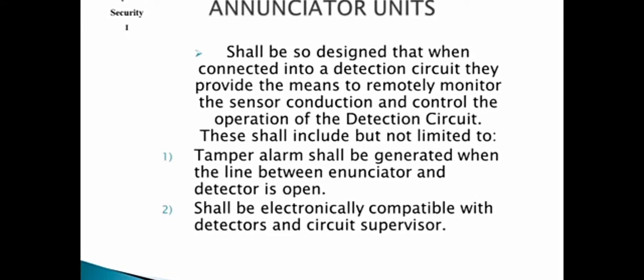Now we've got the sensors done, let's talk about annunciator units. They shall be so designed that when connected to a detection circuit, they provide a means to remotely monitor the sensor conduction and control the operation of the detection circuit.